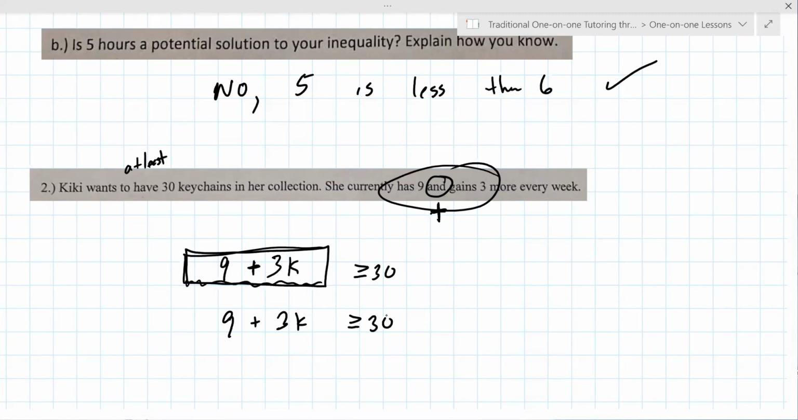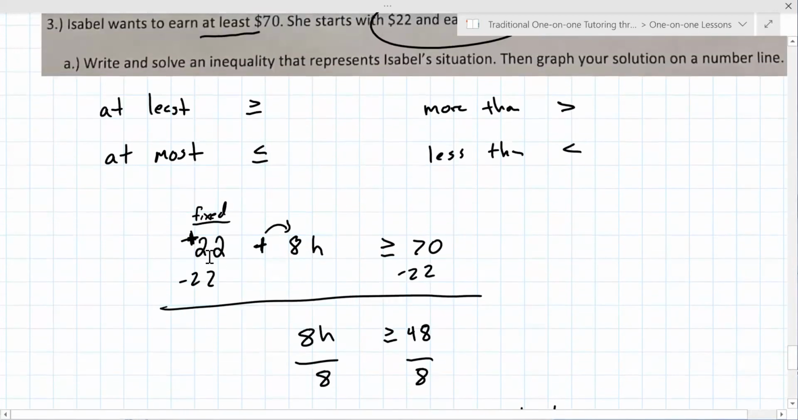Wait, I'm kind of confused. Does the 30 go under the 9, or does the 9 go under the 30? Well, let's look back at this one. What did you do to solve this equation? What was the first thing you did? I got it.